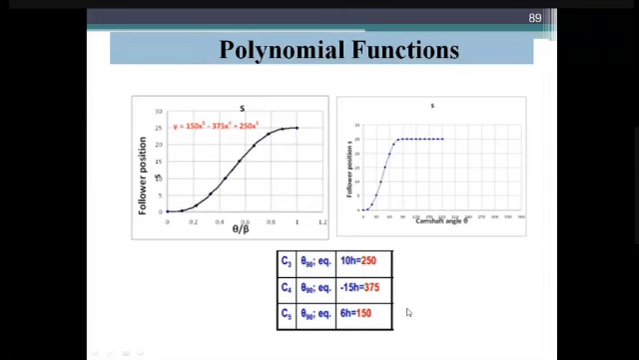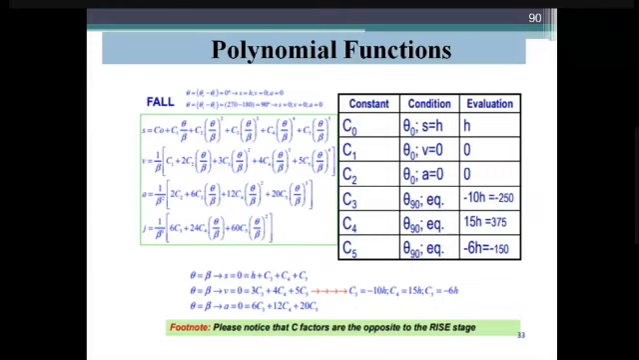Then what about the fall? Because one half we completed successfully, what about the other half? Go for the fall: C0, C1, C2, C3, C4, C5. Similarly, you can solve these. And again, minus 10H, 15H, minus 6H. We have the same equation. Please note that the C factors are opposite to the rise stage. Listen, there is an opposite direction to the rise stage. So similarly, 10H, minus 15H, plus 6H is what we calculated in the rise condition. But for the fall condition, it is minus 10H, 15H, minus 6H, because of the opposite direction.